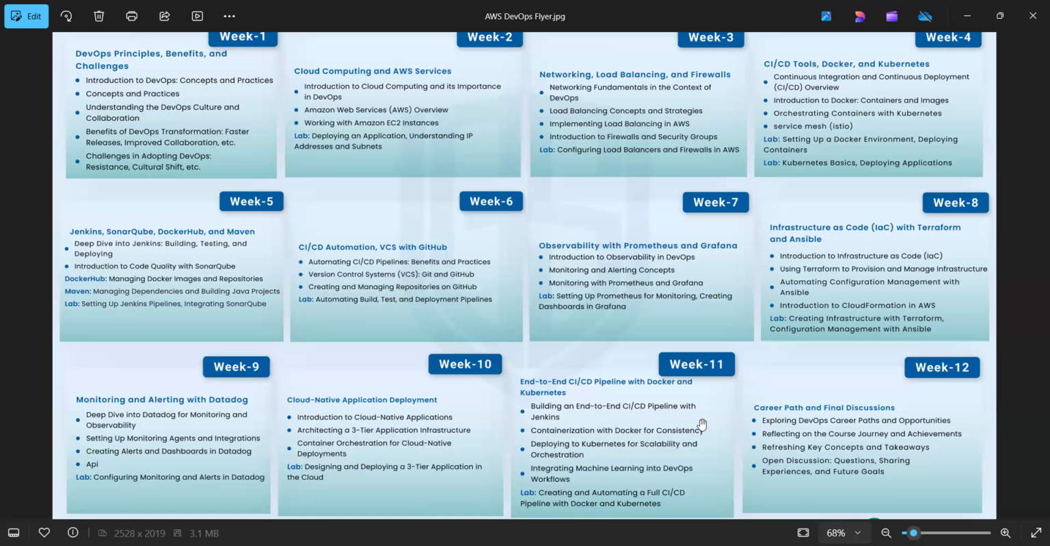Then coming to week 11, we have some end-to-end CI/CD pipelines using Jenkins, containerization with Docker, deployment on Kubernetes at scale, integrating machine learning into DevOps. This is an old one, so I'm deprecating these things, integrating machine learning. Then creating a lab for automating a full CI/CD pipeline with Docker and Kubernetes. This is also covered.